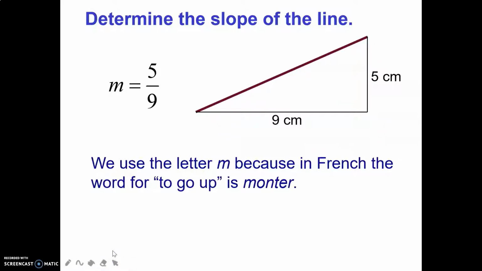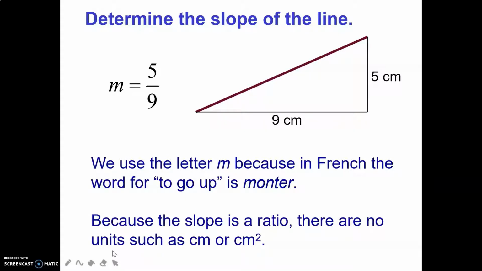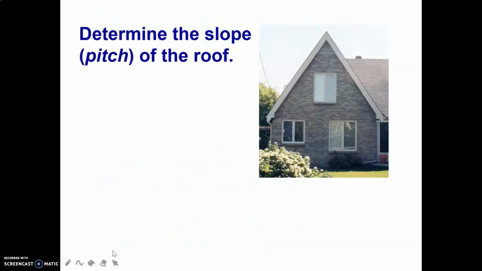Why do we use letter M in denoting slope? M is actually a word for to go up. Since slopes are ratios, there are no units such as centimeter or square centimeters.